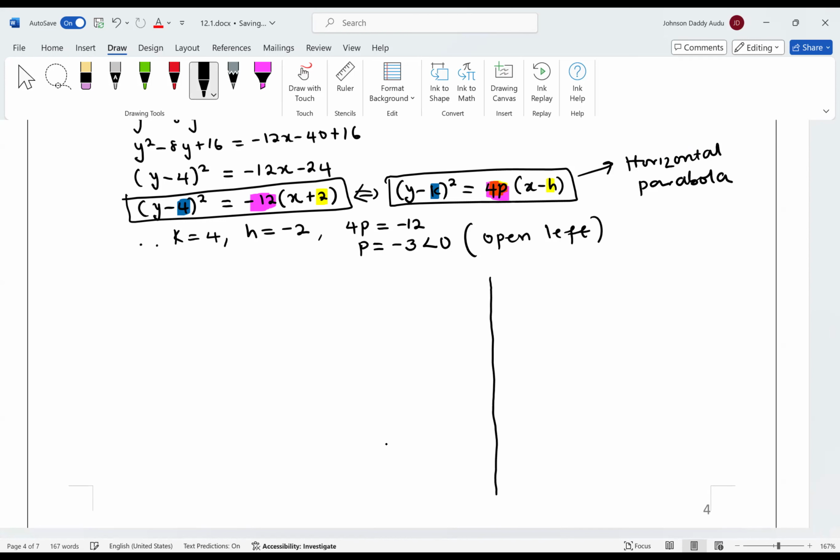So let's see this one. What is important is the vertex. Our vertex in this case is h and k, which is minus 2 and 4. So it means it's in the second quadrant. So somewhere here, let's look for it. This is minus 2, and let's say this is 4. Now we know it's going to open to the left. So this is our vertex here, V.